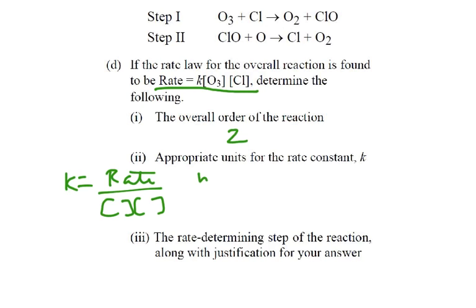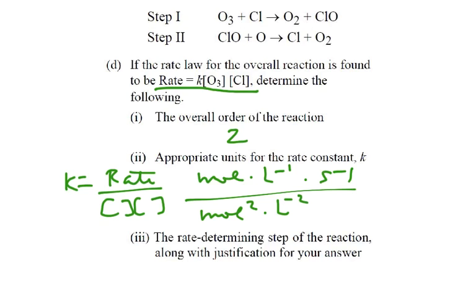So that would be something like moles per liter per second divided by moles per liter squared, so moles squared per liter squared. And we can see what's going to happen. One of our moles and liters is going to cancel, so our final answer would be liters moles^-1 seconds^-1. And you can make just as good an argument for saying that is minutes or hours.